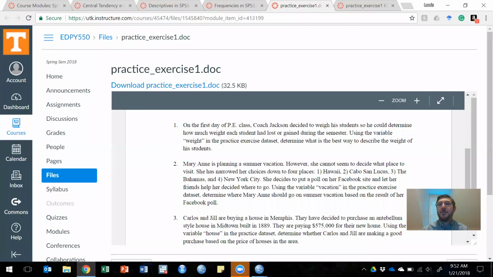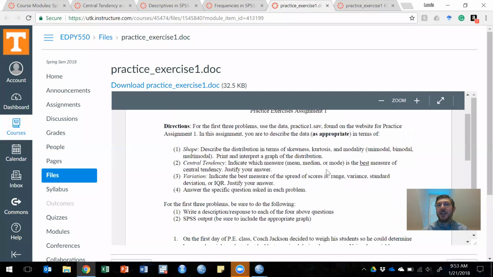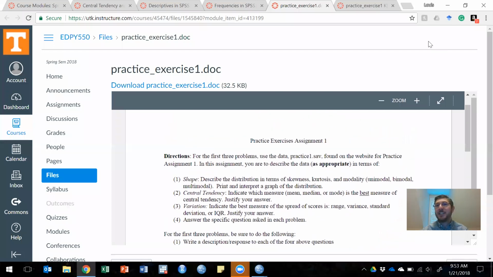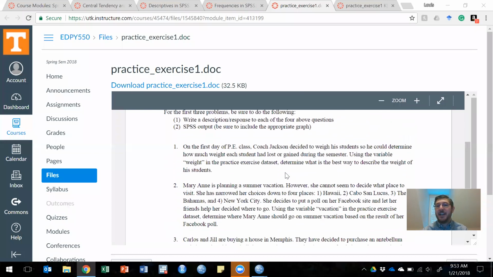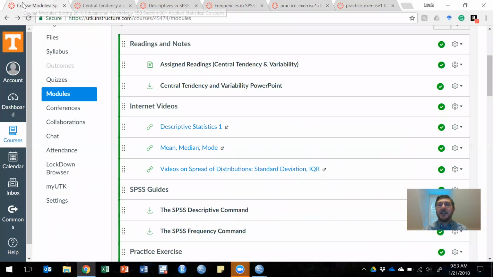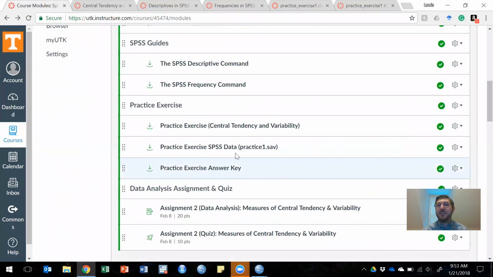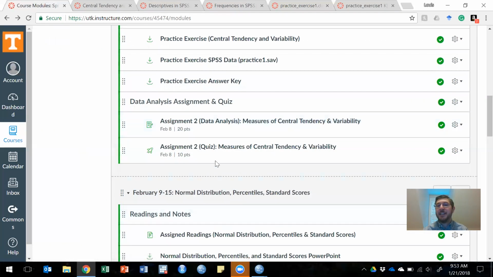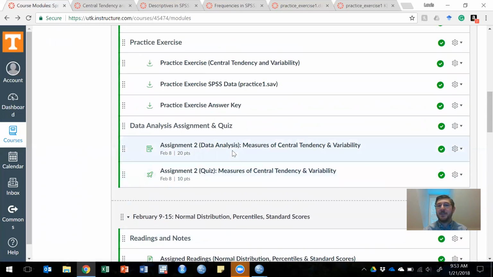But don't forget to look at the practice exercises that are on Canvas. Like I said, it's very similar to the data analysis assignment. And don't forget there's the data set for it and the answer key. In this module, we have a data analysis assignment and then a quiz on the measures of central tendency and variability.